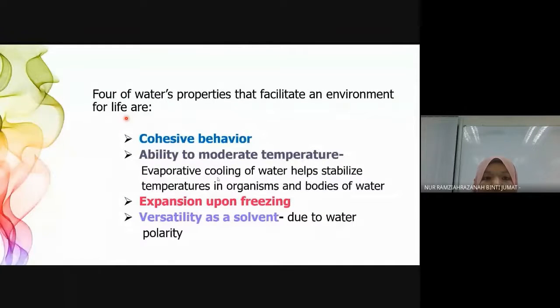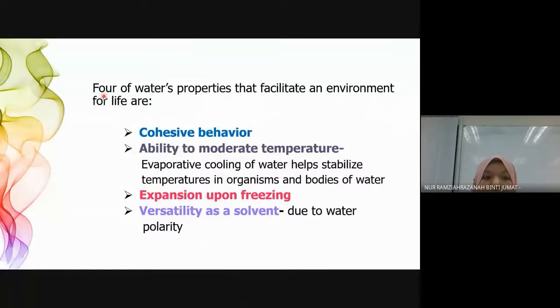So once again, there are 4 properties of water that help the environment and the life of living organisms. First is cohesive behavior, the transport of water inside the tree just now. Then the ability to moderate temperature, the evaporative cooling, and water as a buffer because of its high specific heat capacity. They help maintain the temperature in organisms and bodies of water, because it is not easy to raise the temperature of water. Then expansion upon freezing, which is the reason why ice has lower density than water. And then versatility as a solvent.